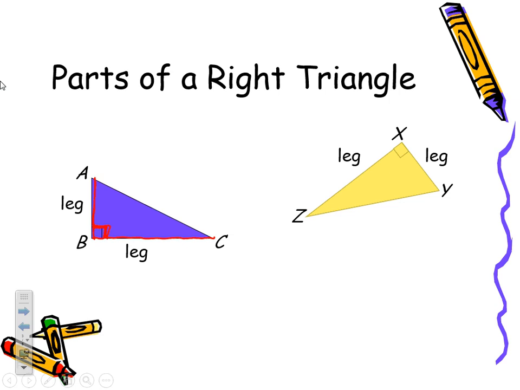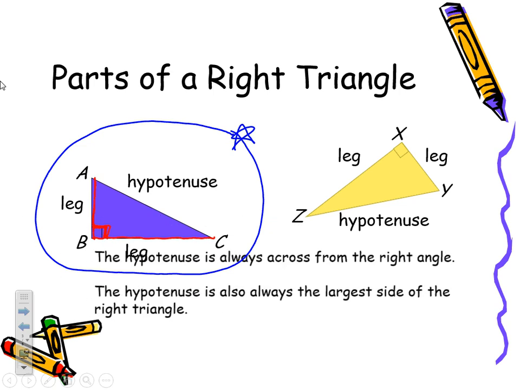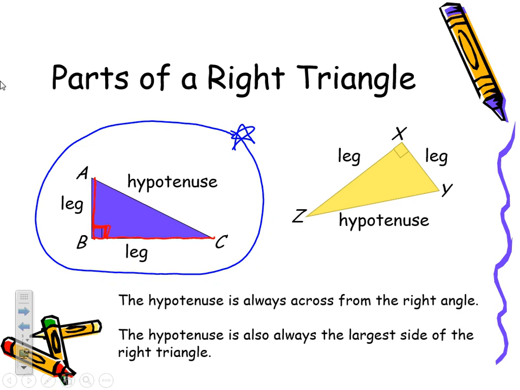Now, what's really important is straight across from the right angle is the hypotenuse. You only need to have one of these written down, okay, sir? Parts of a right triangle, they're going to help us a lot with this shortcut that we have. If you know these shortcuts, you don't need to write this down. The hypotenuse is always across from the right angle. The hypotenuse is always the longest side of a right triangle.